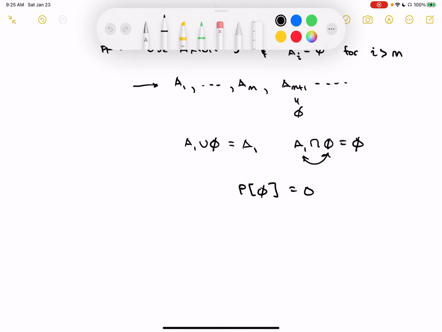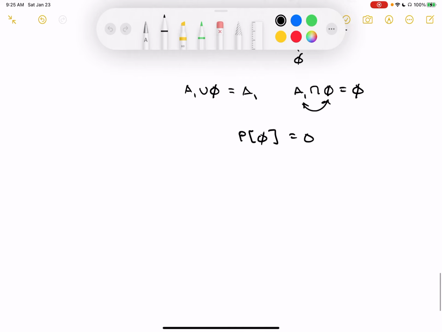How can I get that? Well, you could think about something like this. You could sit there and say, I could look at what is the probability of S. We already know that from axiom 2. That's equal to 1. Well, that's also equal to the probability of S, right?